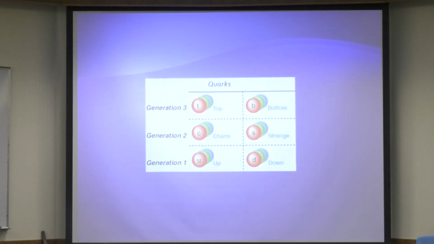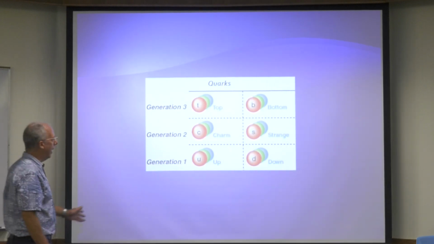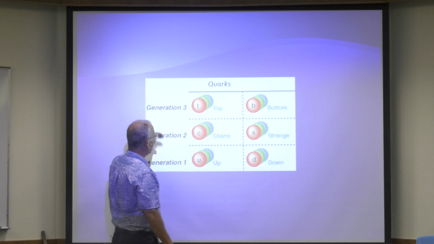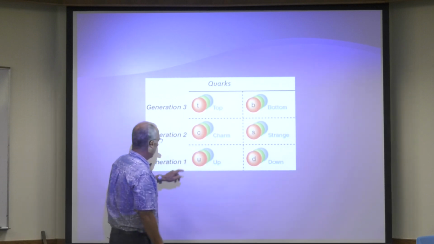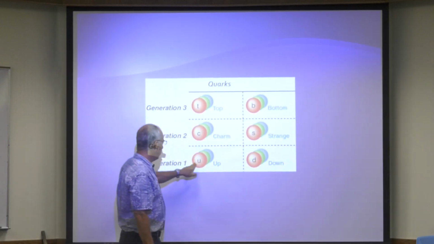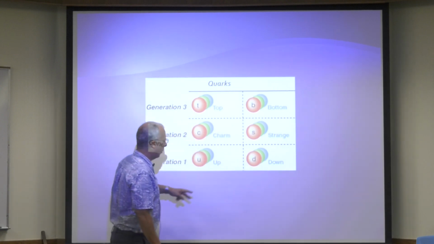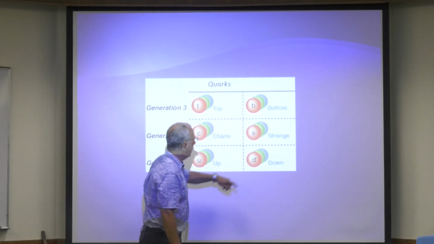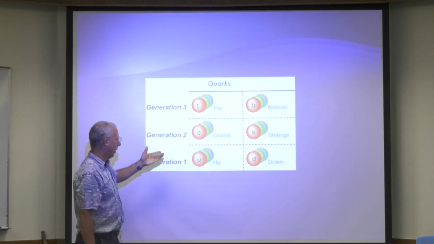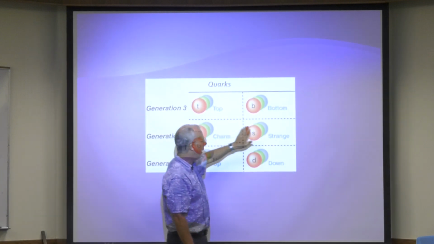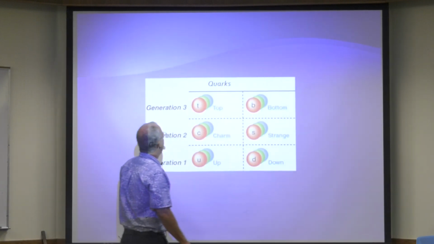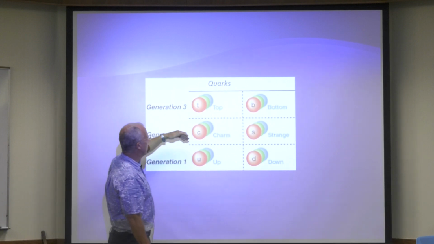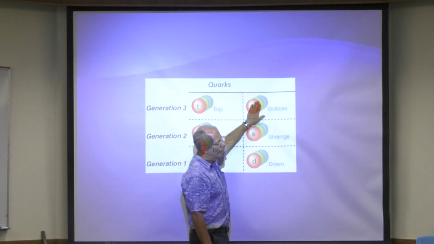And there are 6 kinds of quarks. Well, it depends how you count. The first ones that were discovered were the up and the down. They come in 3 varieties, but we'll just say 2. Then the next couple that were discovered were the charm and the strange. And then the third group that was discovered was the top and the bottom.